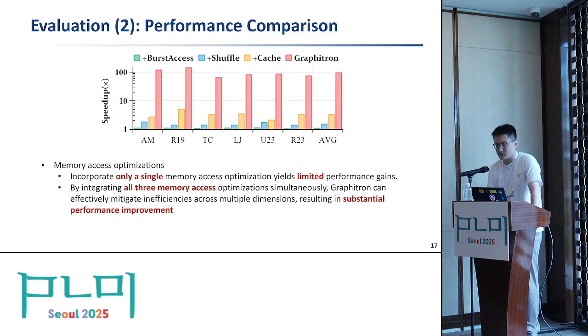The most significant performance improvement stems from the memory access optimization. We designed Graphitron variants that individually integrate burst read, shuffling, or caching, respectively, and we show the result. The result indicates that incorporating only a single memory access optimization yields limited performance gains. This occurs because optimizing only one memory access pattern leaves other bottlenecks.